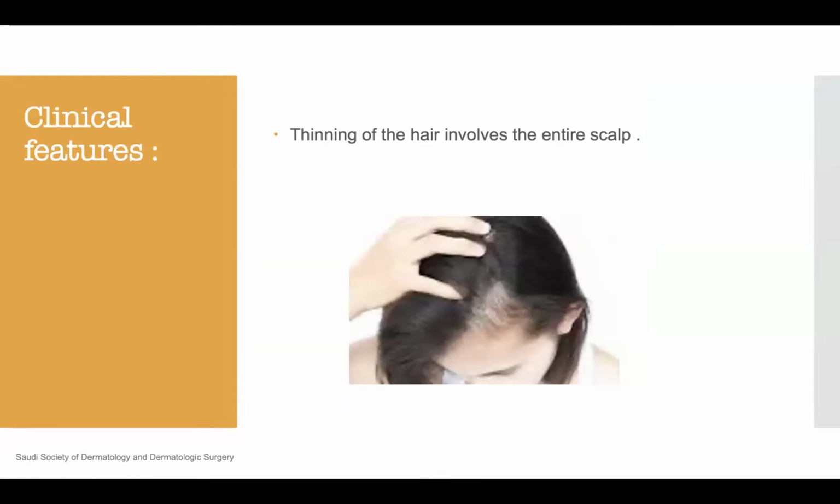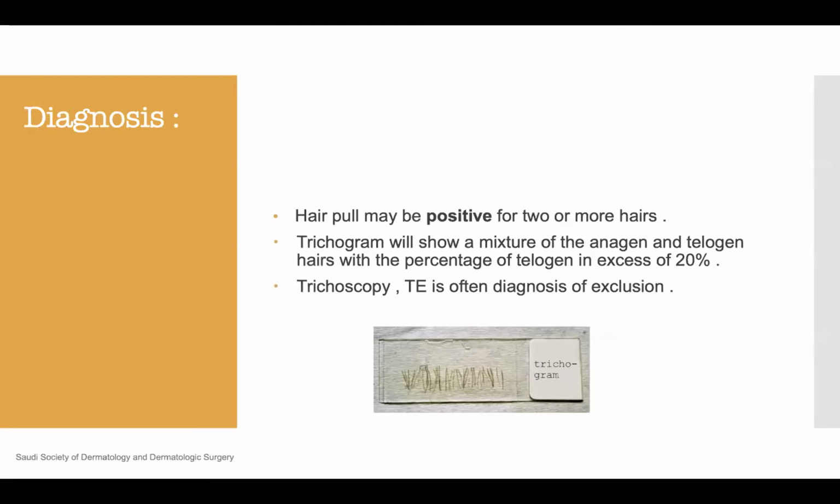So, clinical feature. Thinning of hair involves the entire scalp. Basically, what we face on a daily basis in our clinic is patients saying, I have severe hair loss. That's the common symptom or complaint that we face in our clinic. So how can we diagnose telogen effluvium? The hair pull test is one of the tests that should be done, and the patient shouldn't take a shower for 24 to 48 hours. Then when we pull the hair, it will be positive if there are 2 or more hair follicles.